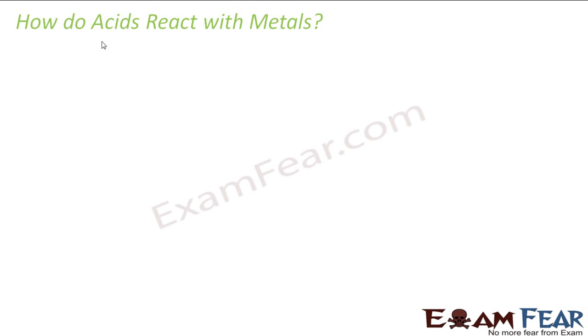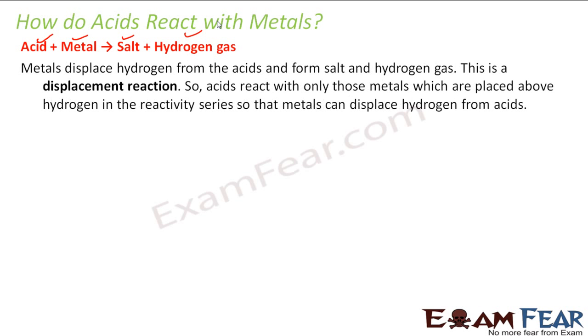Let's see how acid reacts with metal. The reaction is: you take any acid, you react it with the metal, and you get salt plus hydrogen gas. That's a typical reaction we have. The reason is that the metal displaces hydrogen from the acid, because the acid is willing to give hydrogen and the metal is ready to displace the hydrogen from the acid and create a salt and hydrogen gas.